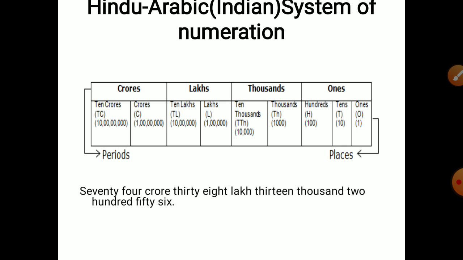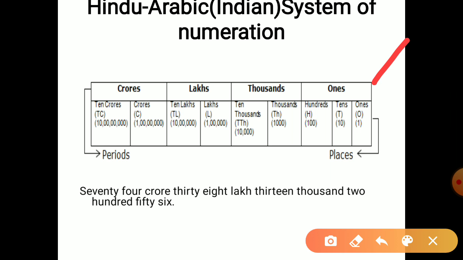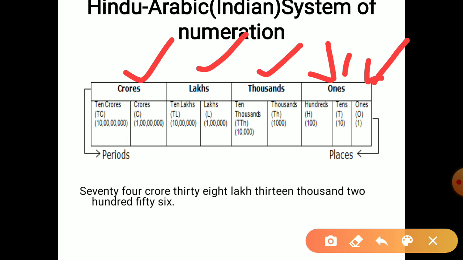So basically there is a table. We use this table to read and write a number. We start writing our digits from the right hand side. This table is divided into four blocks, or we can say four periods. Firstly, we have ones period, then we have thousand period, then we have lakh period, then we have crore period. Our first, ones period is divided into three digits: ones digit, tens digit, and hundred digit.